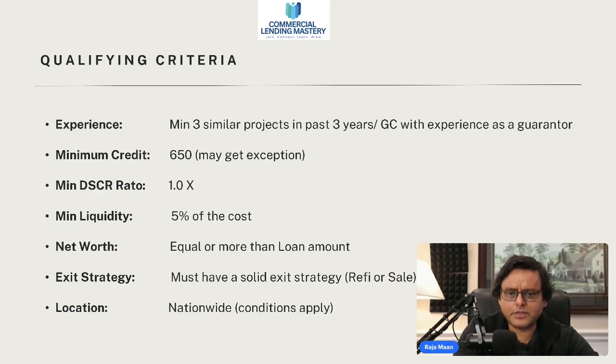Qualifying criteria: minimum 3 projects in the last 3 years. I would say a GC would have experience as a guarantor. I would say for the last 18 months, three similar projects. If they're large projects, that time can be stretched. In the last 5 years, you may have three $20 million projects. They're just fine, because you have experience in the past. Minimum 650 credit score on large projects.